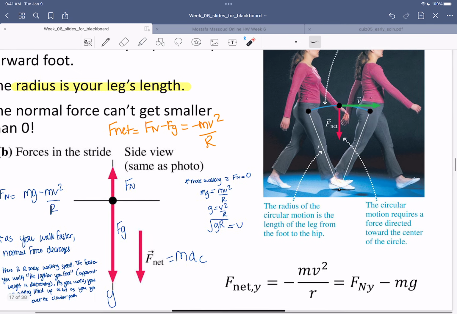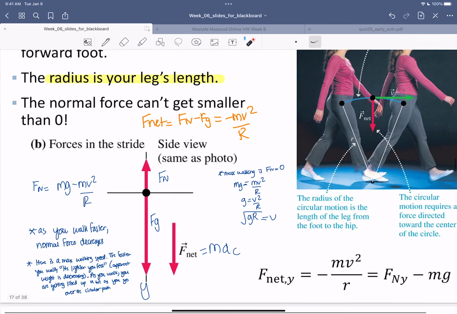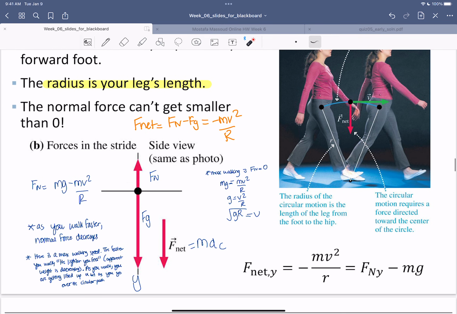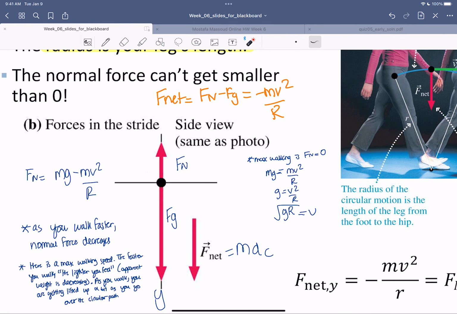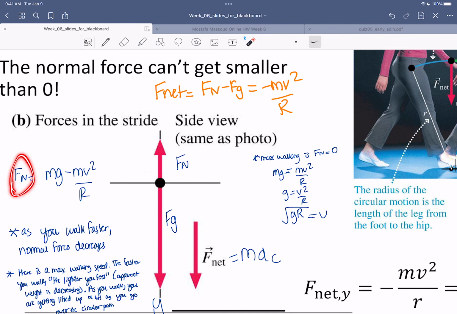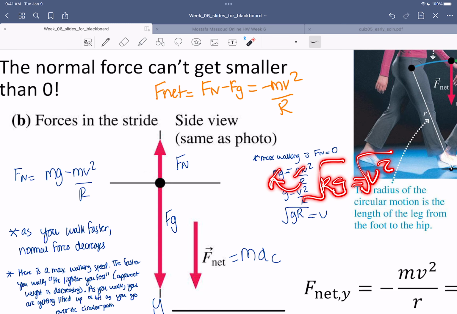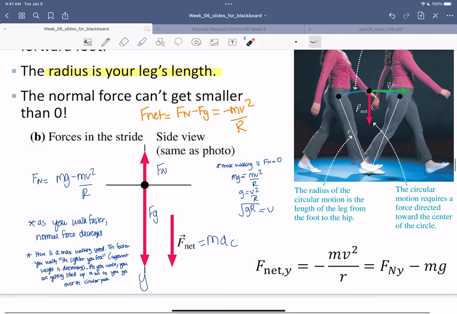Now, if you wanted to directly figure out what the maximum speed is, if we know that the maximum speed means that you lose contact with the floor, then Fn is equal to 0. So if Fn is equal to 0, then we can just set mg equal to our centripetal force, mv squared over r, and then solve for v, right? So times r, we divide by m, so we have rg is equal to v squared. Take the square root, so the square root of gr is equal to v.